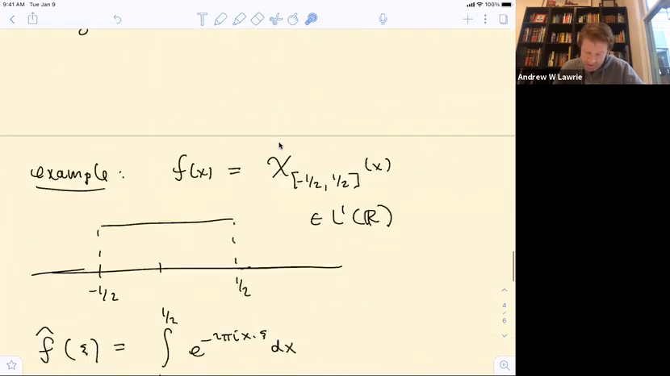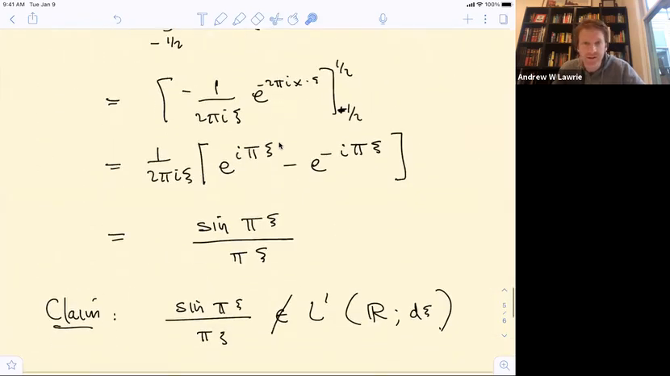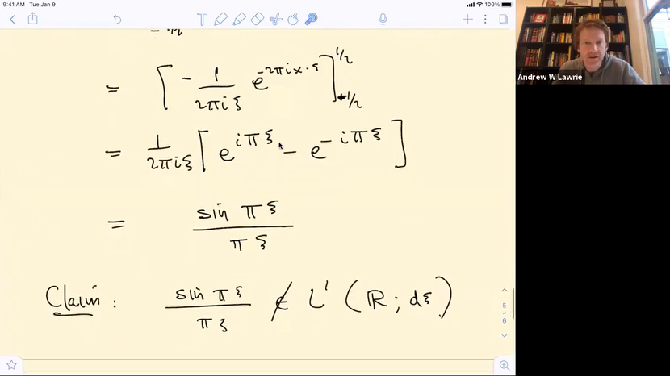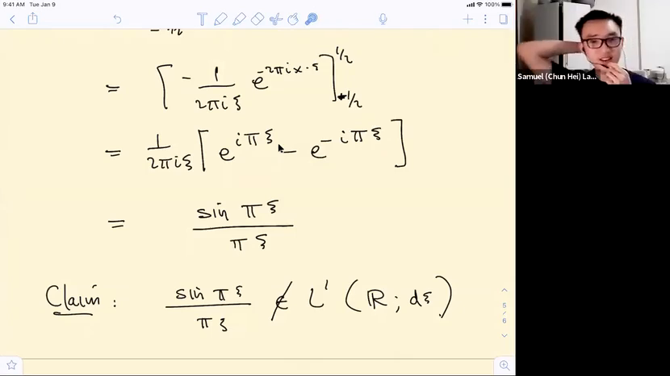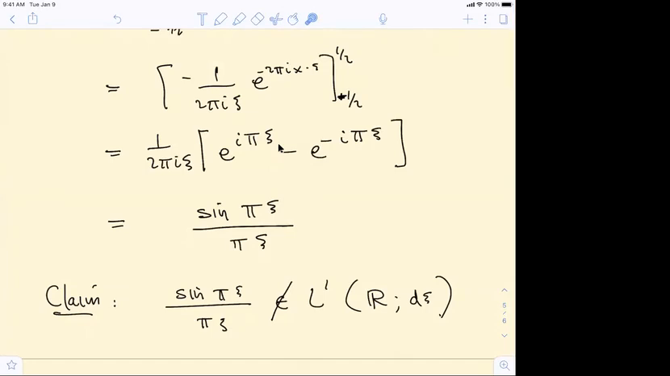Sorry, I may have made a mistake with the computation. I'm seeing from the chat. Did I make a mistake in my computation? No. Oh no, you're fine. Okay. I just wanted to. I think that it has a special name. That function. Yes, I'm seeing this.